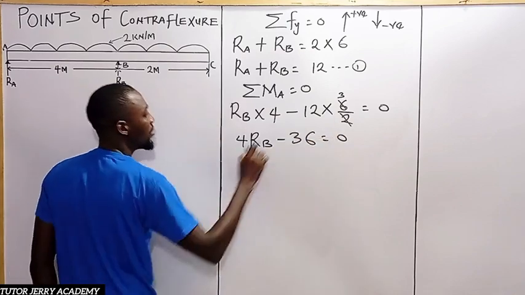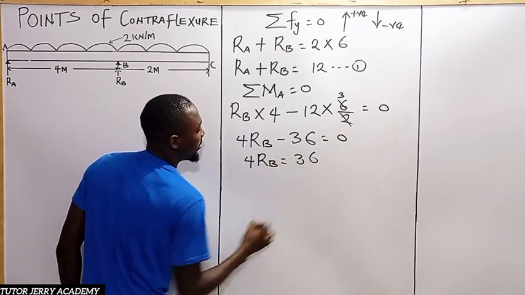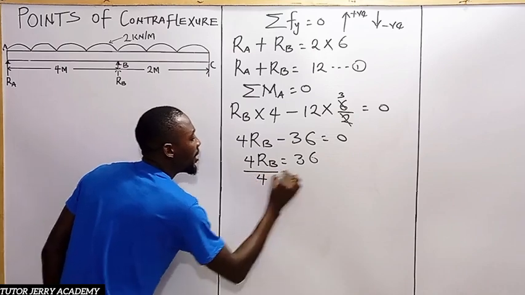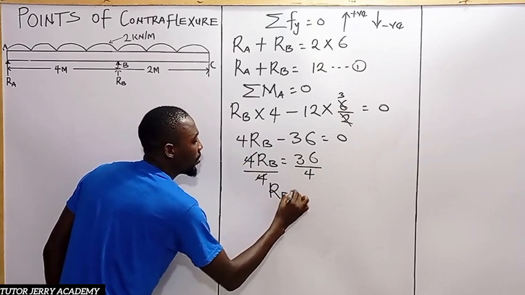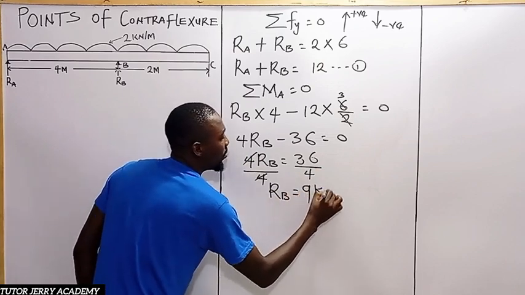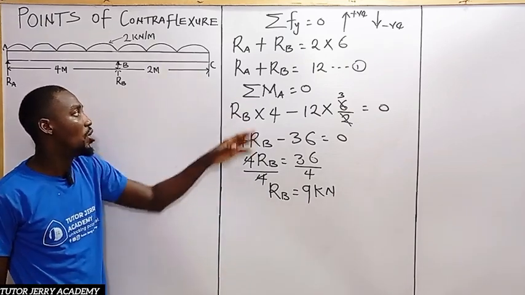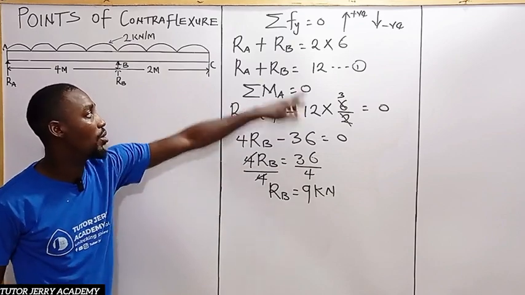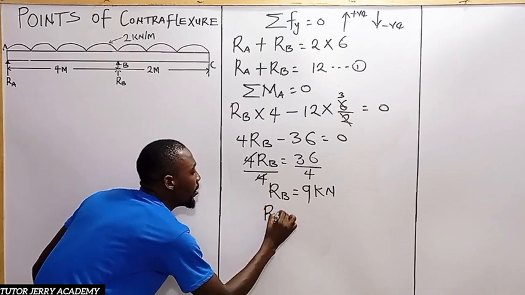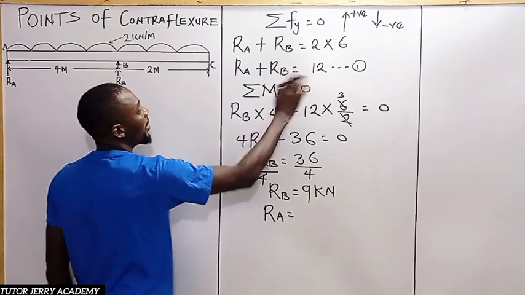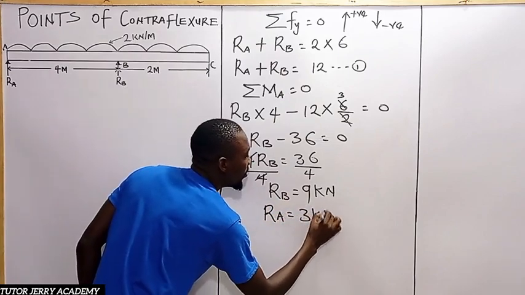which is equal to 0. So if we move 36 to the other side, we are going to have 4 RB equal to 36. So for us to get RB, we divide by 4. So RB now will be equal to 9 kilonewton. All right. So for us to get our reaction at A, we substitute 9 into equation number 1. So we are going to have RA equal to 12 minus RB. That is 12 minus 9, which is 3. That is 3 kilonewton.